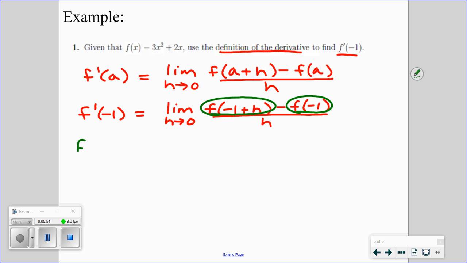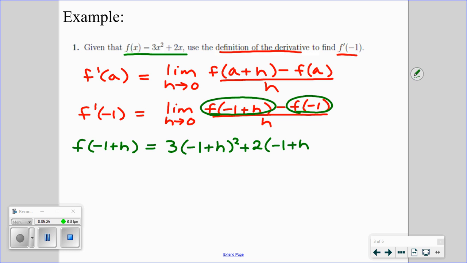Now to find f of -1 plus h, remember that means that we're going to plug in -1 plus h into f of x. Okay, so this is like a composition of functions. We're going to replace x with -1 plus h. So that would be 3 times (-1 plus h) squared plus 2 times (-1 plus h).